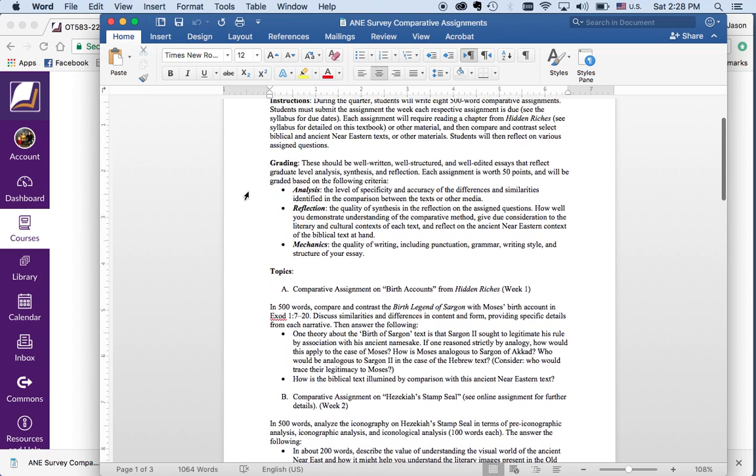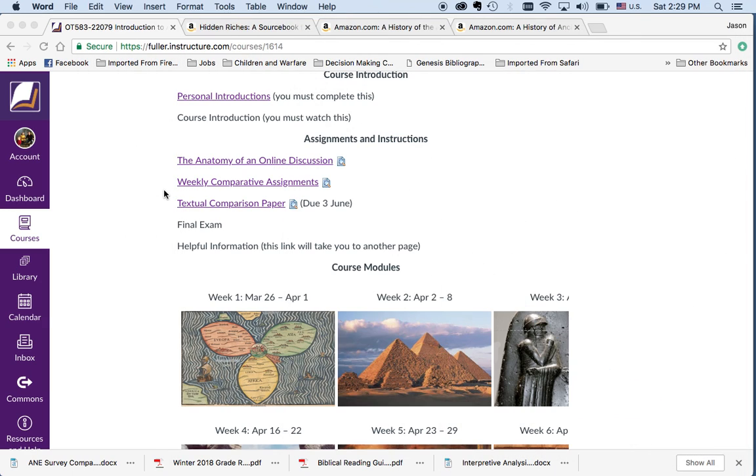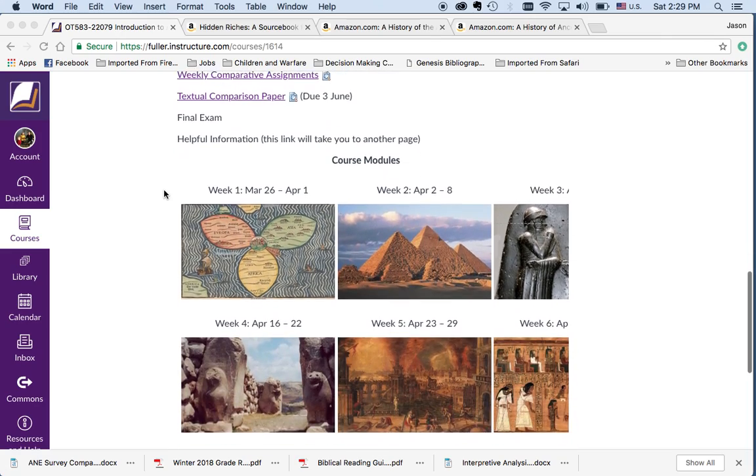So here are the instructions. You can read this. I'm going to grade you based on your analysis, your reflection on the readings, and then the mechanics of your writing. So I do expect these to be well-written, well-organized essays. And if you're not sure of what an essay should look like, consider the 5-paragraph essay as a good model. You can also just Google how to write a paragraph, and that should guide you a little bit as well. So those are the assignments.